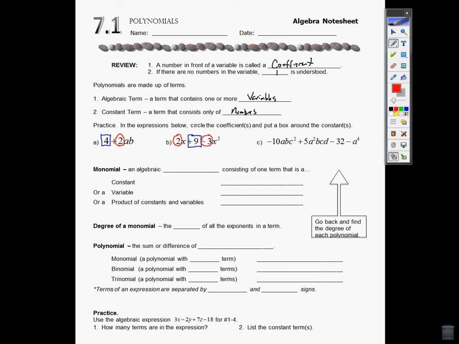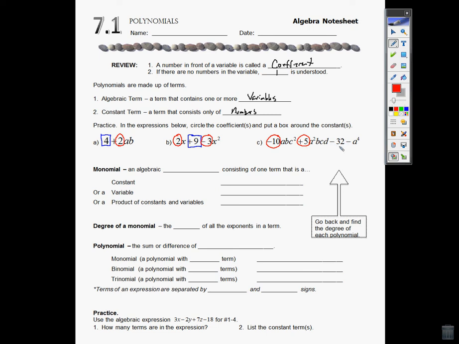So now let's go to part C. Actually, I'll stay on red. We'll do coefficients first. My first term here is pretty big, negative 10abc squared. So still the number that is multiplying the variables is a negative 10. Just because this monomial here got more expansive and more complicated doesn't mean that the definition of the coefficient changes at all. My next monomial here is 5a squared bcd, so even more complicated, but still it doesn't change the fact that the definition of the coefficient is the number in front of the variable, multiplying the variable.